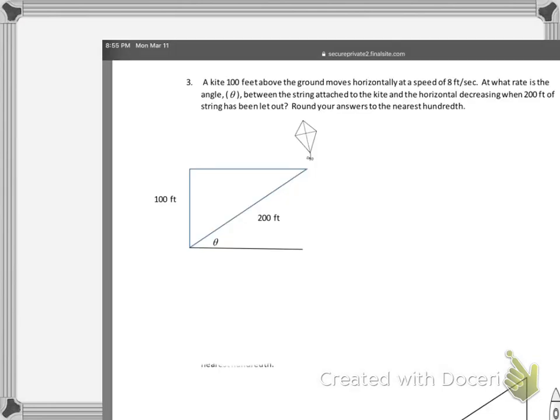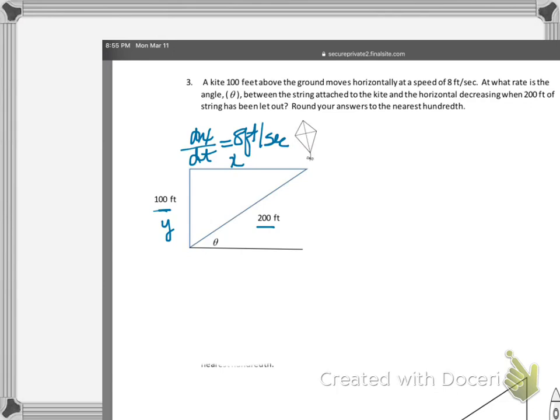All right, so let's read through this problem. A kite that's 100 feet above the ground moves horizontally at a speed of 8 feet per second. So that's our dx dt, and that is 8 feet per second. So this is our x, and this will be our y. At what rate is the angle between the string attached to the kite and the horizontal decreasing when 200 feet, so this is 200 feet, has been let out?